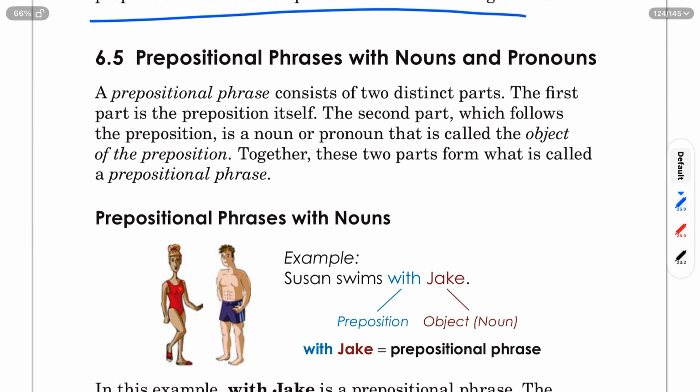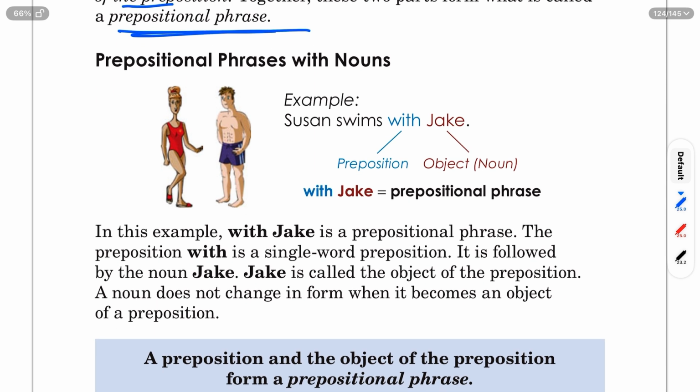Prepositional phrases with nouns and pronouns. Prepositional phrases consist of two parts. The first part is the preposition itself. The second part, which follows the preposition, may be a noun or a pronoun. That is called the object of the preposition. Together these two parts form what is called a prepositional phrase. So here you can understand through an example.